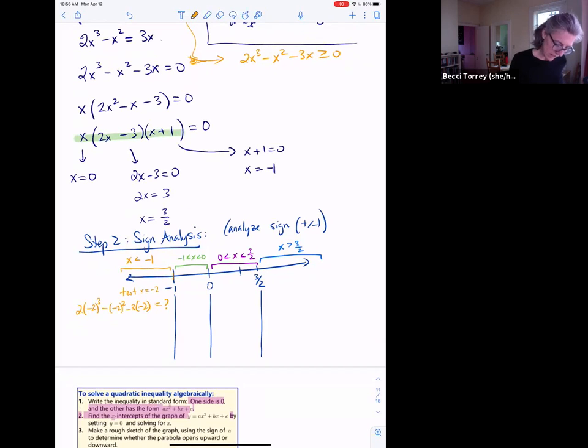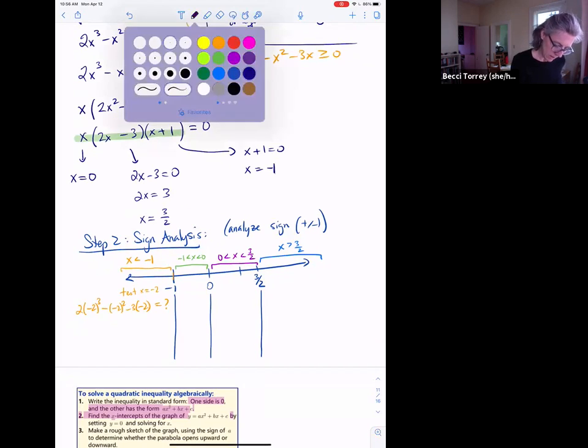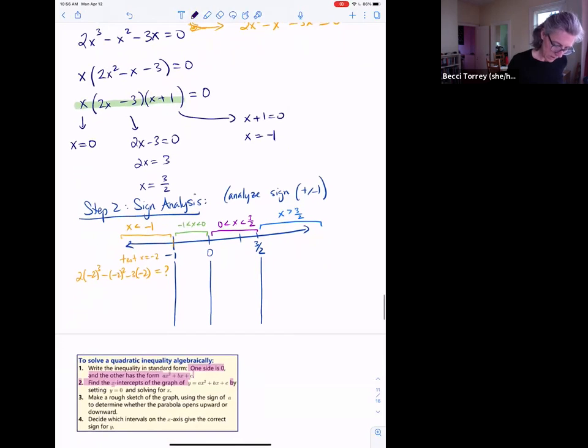So I'm going to look at, I don't have enough space. Use the factored version, which is x times 2x minus 3 times x plus 1. Why do I want to use this? Because I only care about whether it's positive or negative. I don't care what the actual number is.